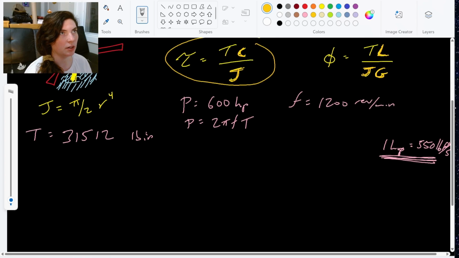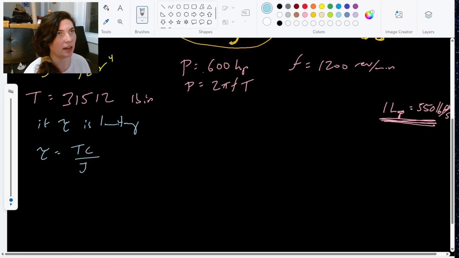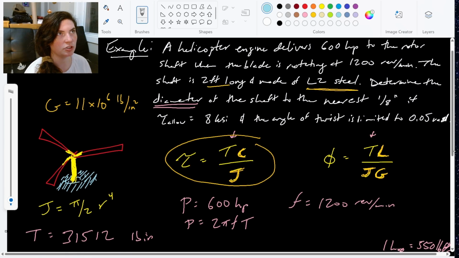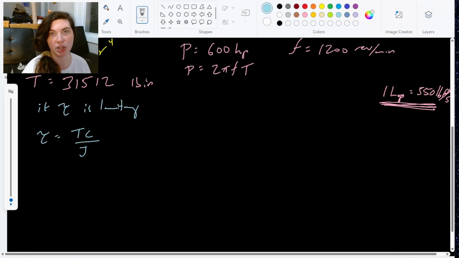And find our, do it in blue here. If our shear stress is limiting, shear stress is torque times c over J. This is a solid shaft, I believe it says that. Helicopter engine, it just says rotor shaft. Usually it'll say something is tubular if it's not just a solid shaft. So just assume it's a solid shaft if you're not given any more information. Since it doesn't say tubular, it just says shaft, I'm just going to assume it's a solid shaft.